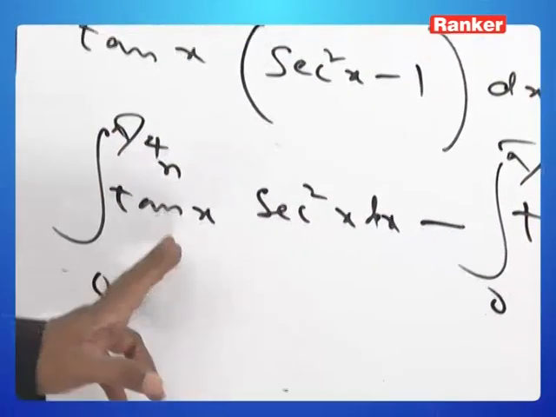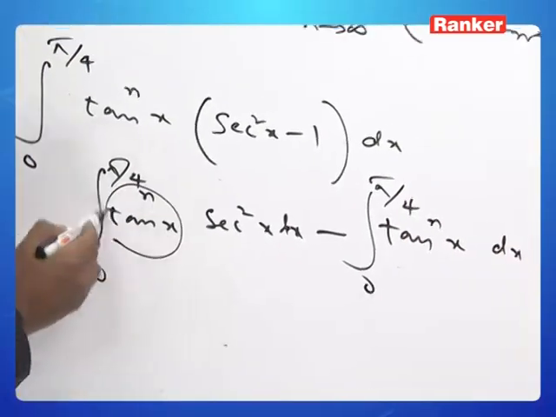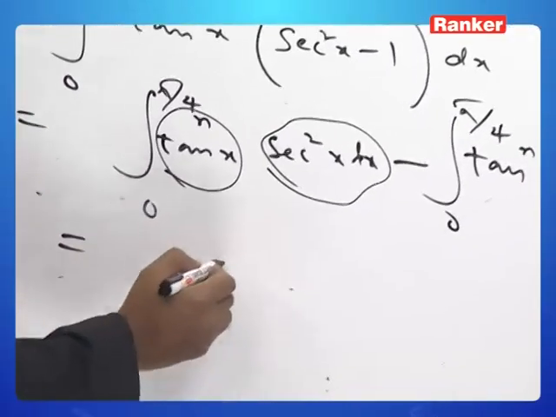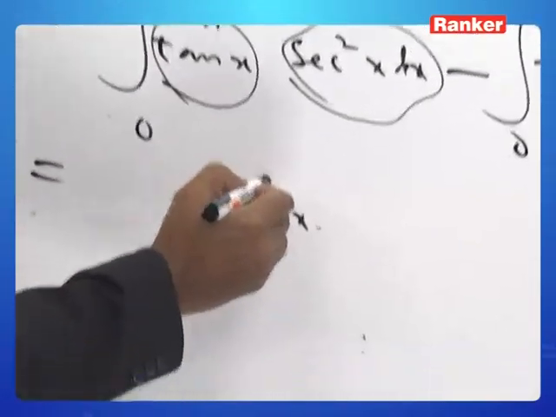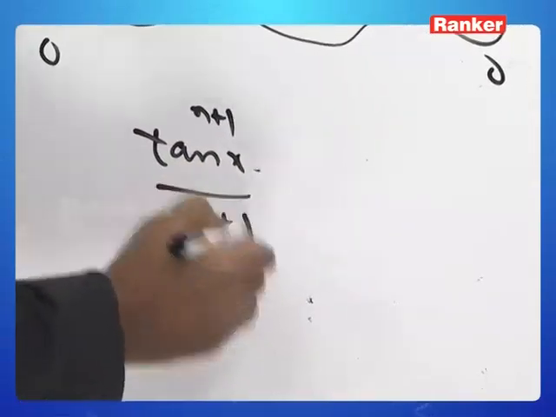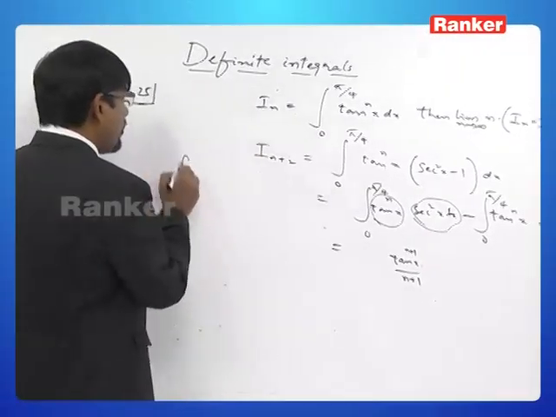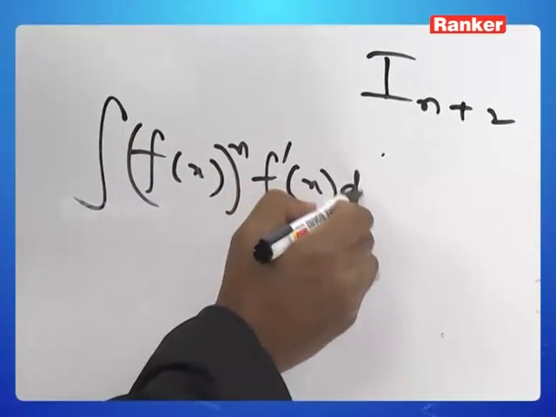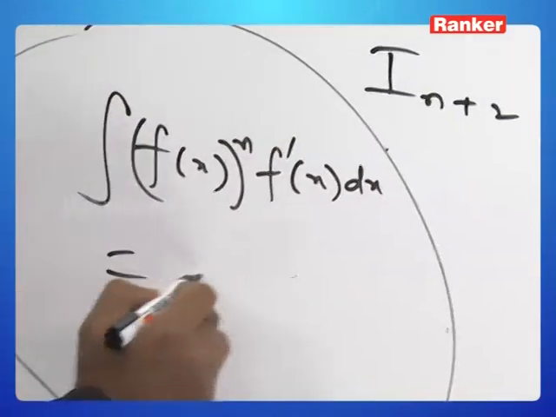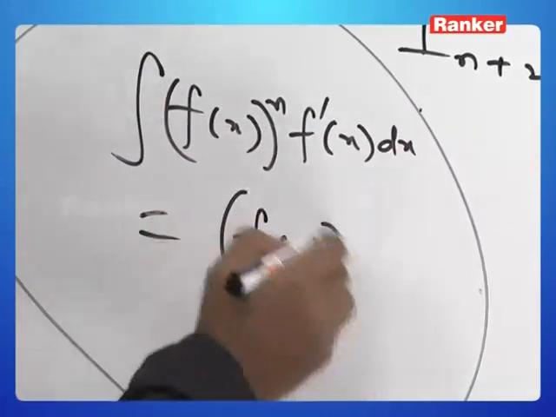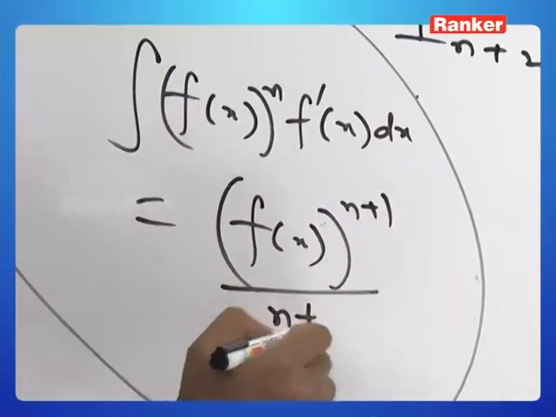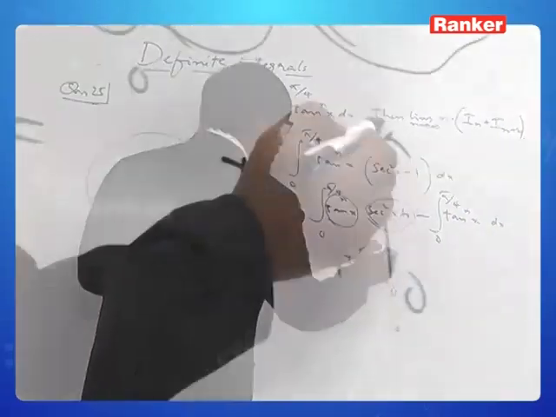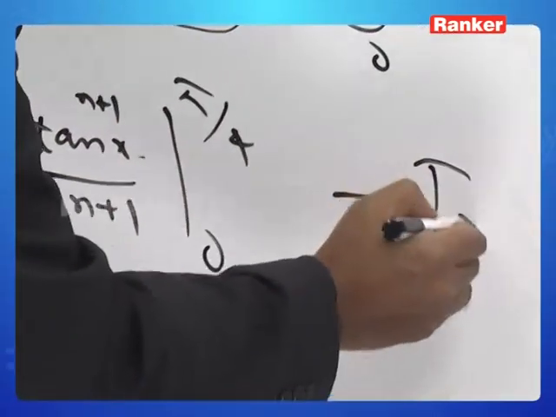Now, this is clearly in the form of f of x raised to the power n into f dash of x dx. So, what is that? That comes out to be tan x raised to the power n plus 1 by n plus 1. We use this formula: the integral of f of x raised to the power n into f dash of x dx is f of x raised to the power n plus 1 by n plus 1 plus c, that is the indefinite integral.